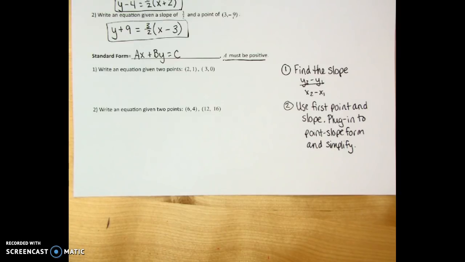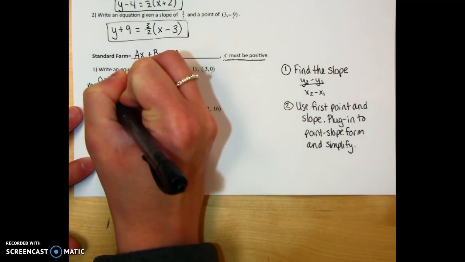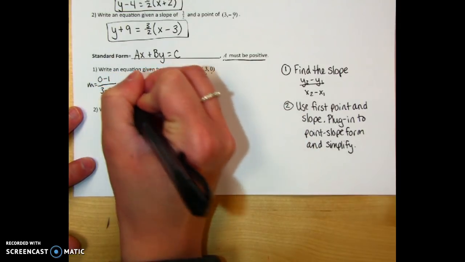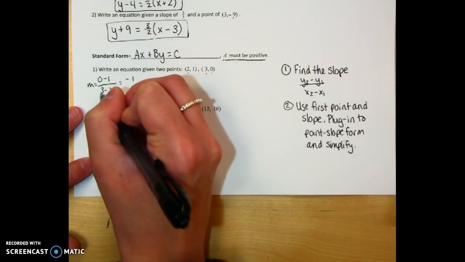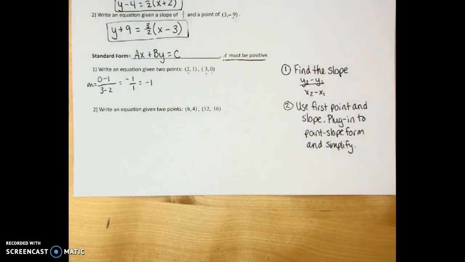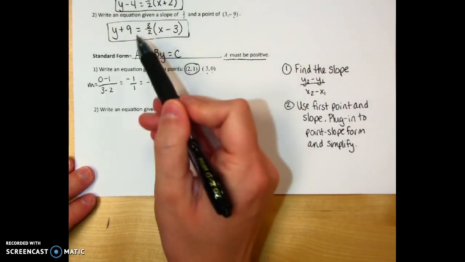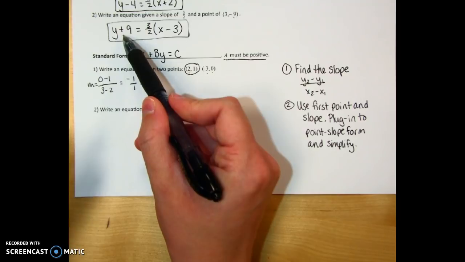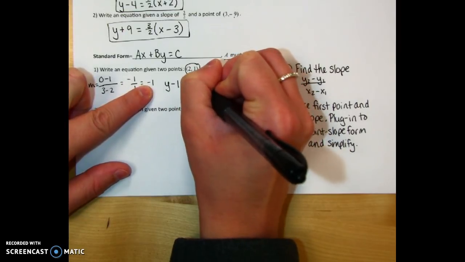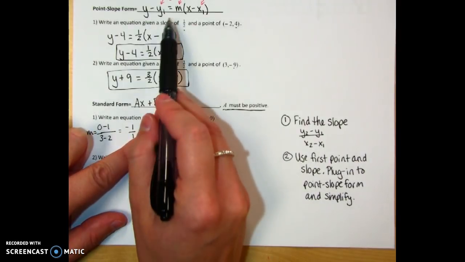Okay, so step 1, find the slope. So that would be 0 minus 1 over 3 minus 2. 0 minus 1 is negative 1, 3 minus 2 is 1. So that just simplifies to negative 1. I'm going to take that slope, and I'm going to take the first point and plug it in to point slope form, which is what we just did up here. So it would be y minus 1 equals negative 1 times x minus 2. And I got that from this formula right here.